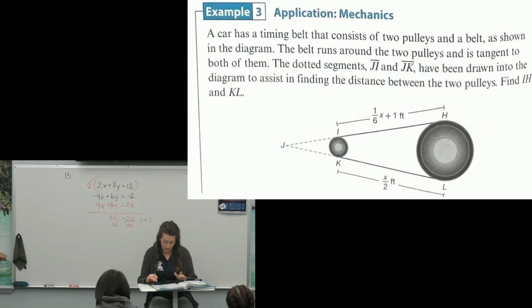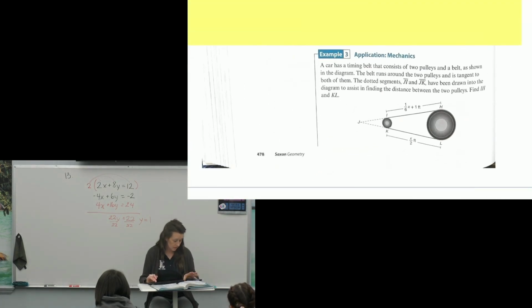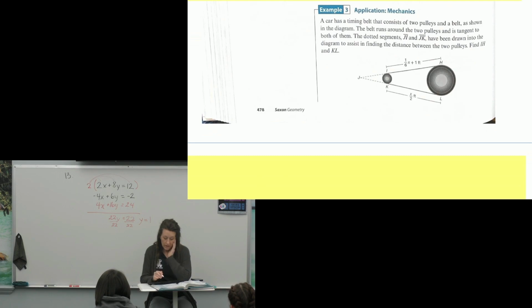Let's see. Let's do an application because we have time. Okay, a car has a timing belt that consists of 2 pulleys and belts. Do any of you guys work on cars? Do you guys know how to work on cars? Anybody? Ashlyn, do you know how? Why you do? Nice, a little bit. Kind of a handy skill to have, a little bit.